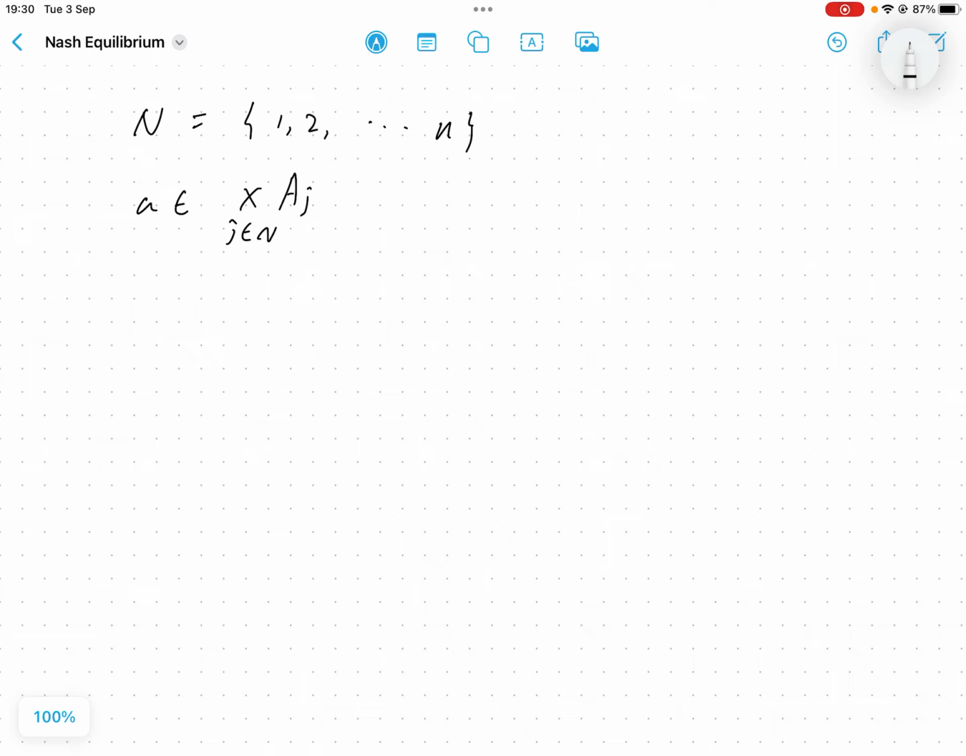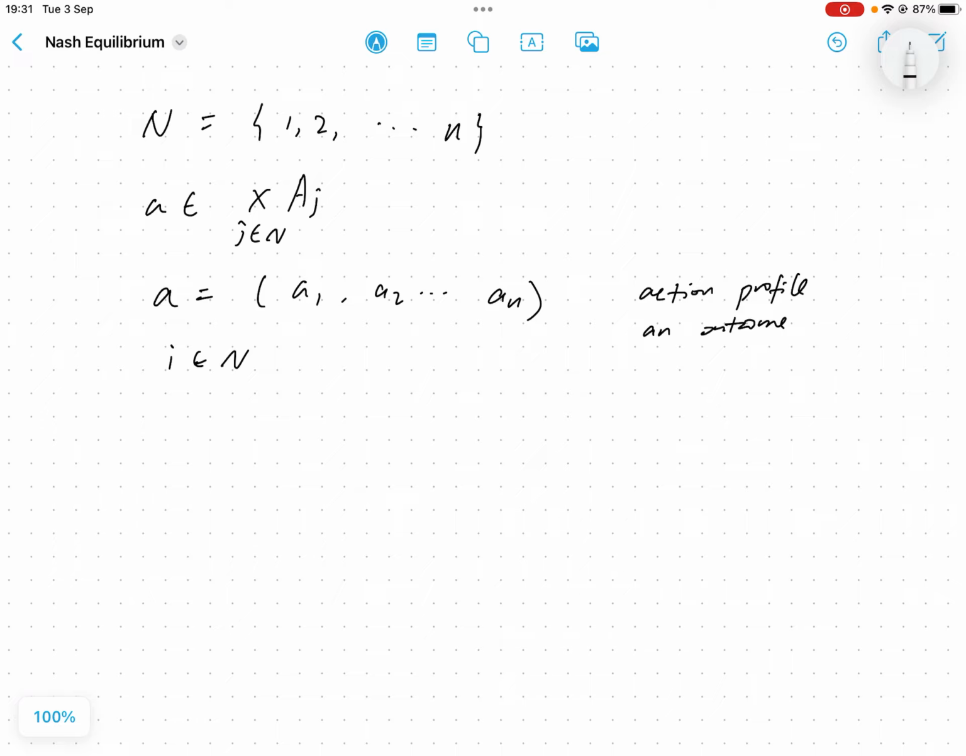Okay, action profile. Namely, it means that this a has some values in a row, from a1, a2 up to a_n. So that's an action profile, or an outcome. And i is in the set N.